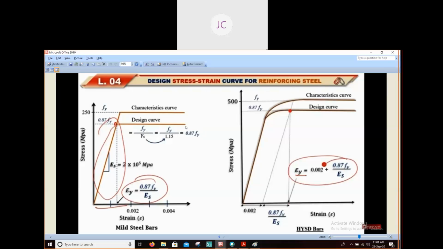So you will get 0.87 Fy. That means this is our design strength of steel. Okay, design strength of steel. So now at this point, that means at the elastic point, what will be the strain? Your strain will be given by this formula: 0.87 Fy divided by Es.